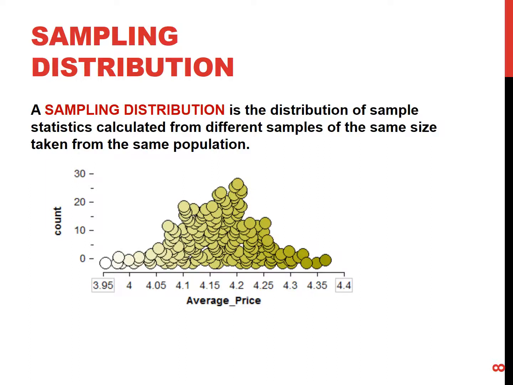A sampling distribution is the distribution of sample statistics that are calculated from different samples of the same size taken from the same population. The graph shown here is the sampling distribution that resulted from taking 200 different samples, each one of 25 stores in the state of Vermont, and for each sample, the average price of a gallon of milk was calculated. Each dot on the plot represents the average price per gallon of milk from one of those 200 samples, and we can see how the average price varies from sample to sample.